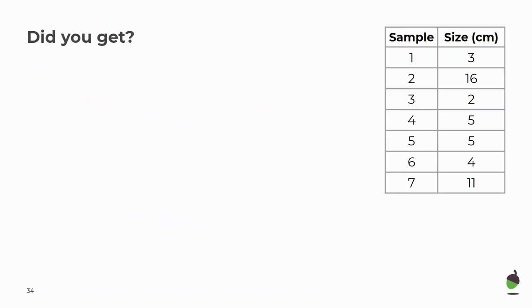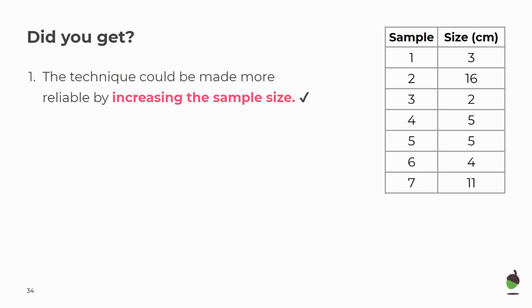How did we get on? Number 1, to make something more reliable, we need to increase the sample size. Hopefully you got a big tick there. The mode is 5. We can see that 5 has appeared twice. No other number has appeared twice. The range is 14. 16 was the largest, 2 was the smallest, giving us a range of 14.